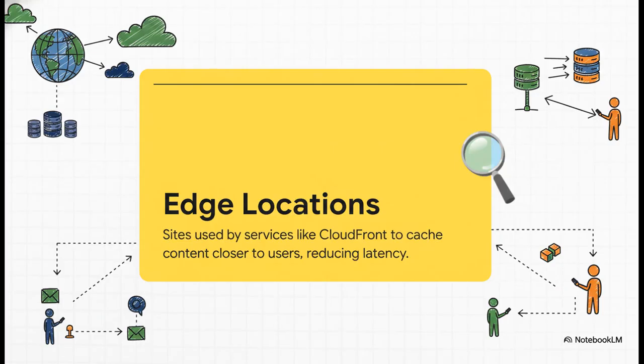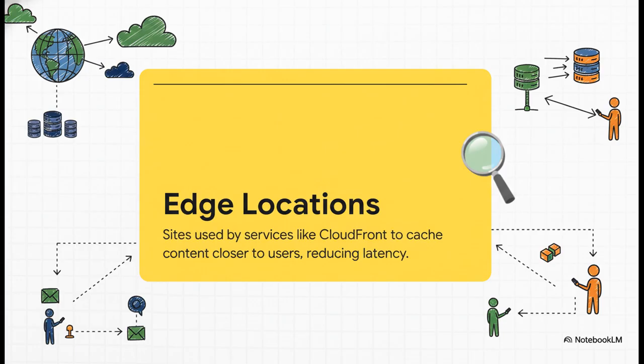And there's one more piece to the puzzle: edge locations. These are way more numerous, smaller sites scattered all across the globe. Their job is to cache popular content, like videos or images, really close to you. So when you're watching your favorite show, it's probably streaming from an edge location in your city, not from a data center halfway across the country.